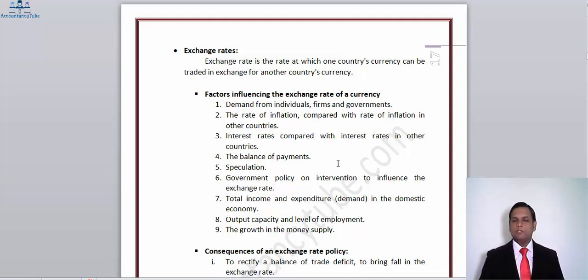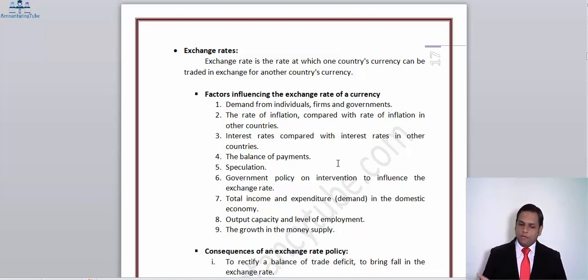Then we have speculation. Speculators are always there among foreign exchange dealers and banks. When they observe a change in a currency, they are very likely to start buying and selling depending upon the condition, and as a result act as a multiplier effect on the currency market.